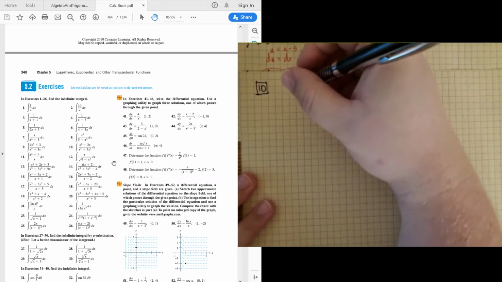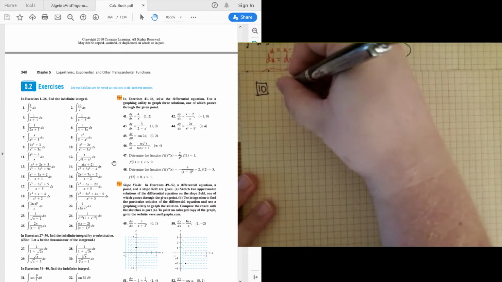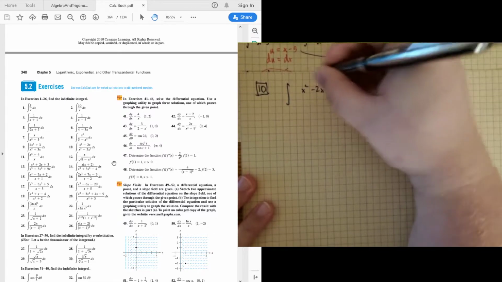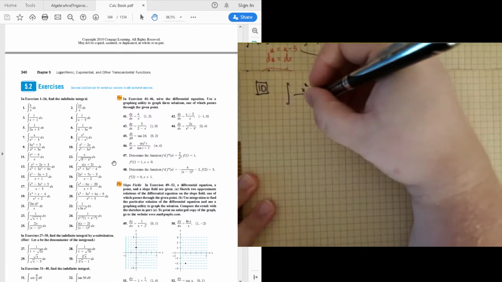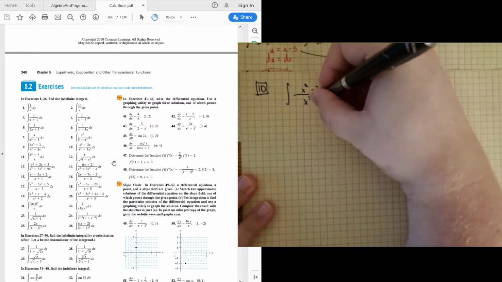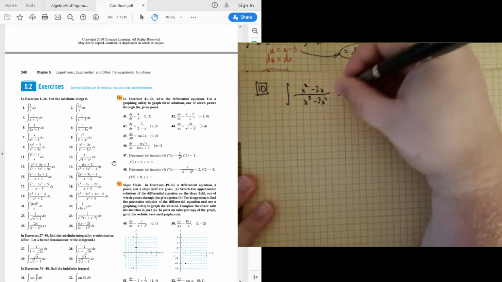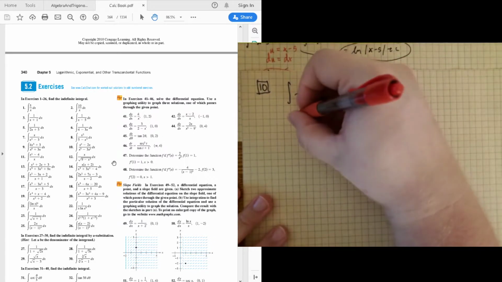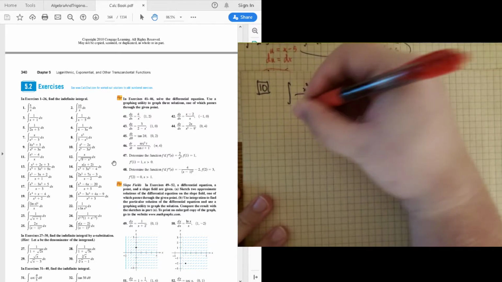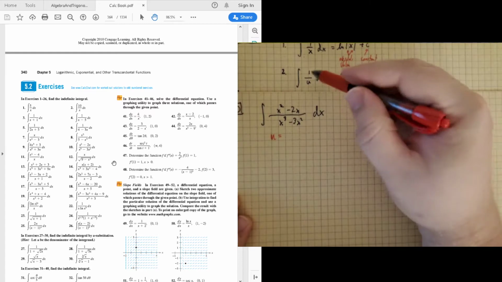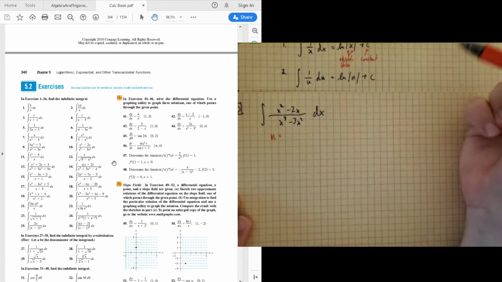On number 10, we have the integral of x squared minus 2x over x cubed minus 3x squared dx. Just like before, it's helpful to look at a problem like this and decide upon a u. We know from theorem 5.5 up here that if we can get it of the form 1 over u, we can do a simple integration using theorem 5.5.